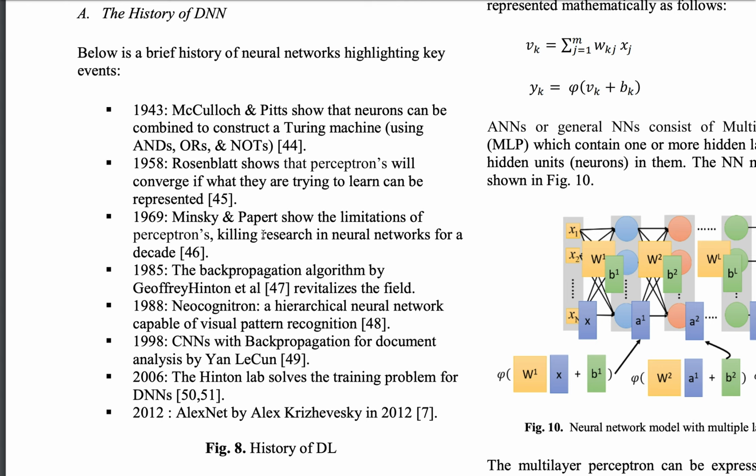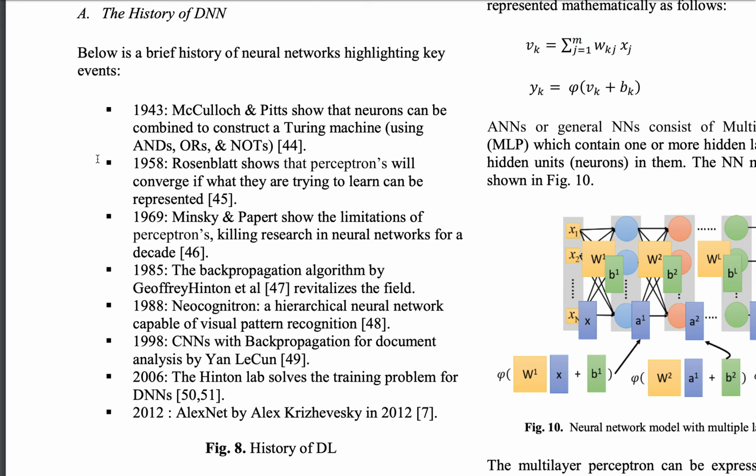There's a table in this survey paper, which I feel is quite useful. The table is titled The History of DNNs. Below is a brief history of neural networks highlighting key events, right? So these key events are the papers and publications that build the foundations of what deep learning is today. So what I'm going to do in this video to explain what is deep learning is go through each of them, and give you a brief overview of the paper with some examples. So that serves as an introduction and also gives you some pointers if you want to go deeper into each of the topics.